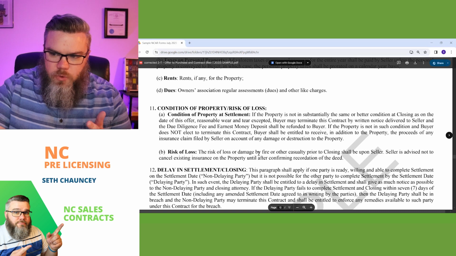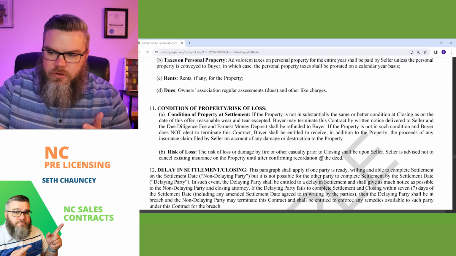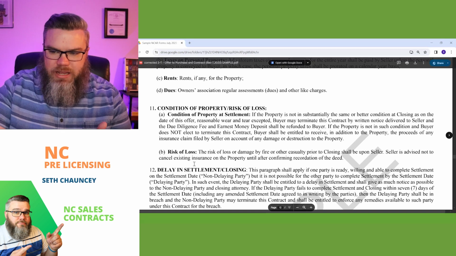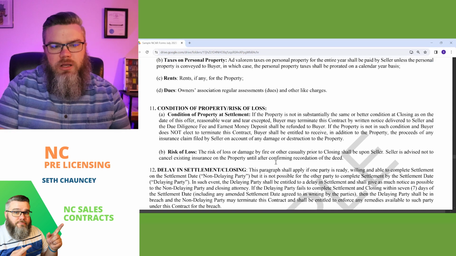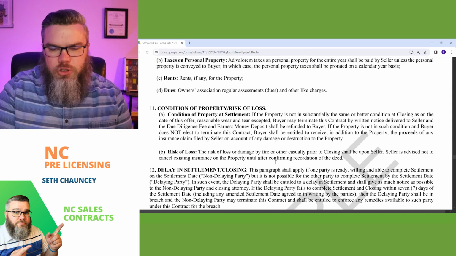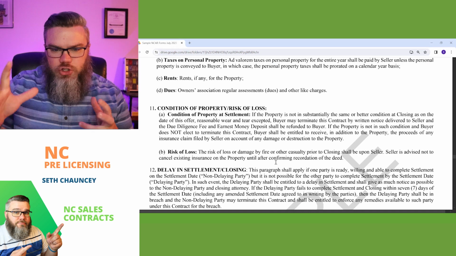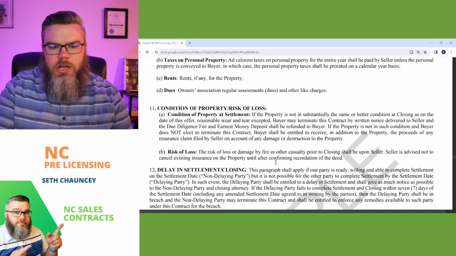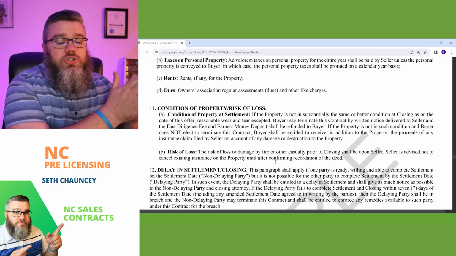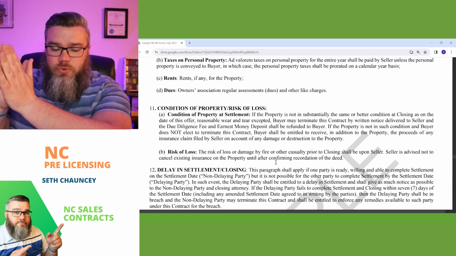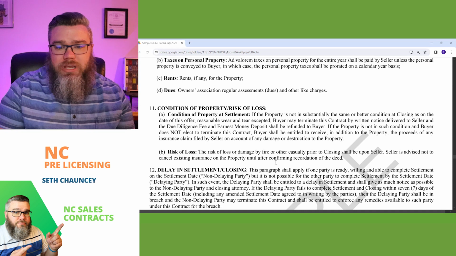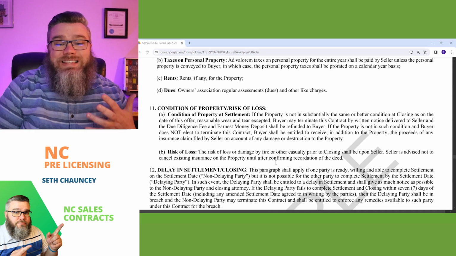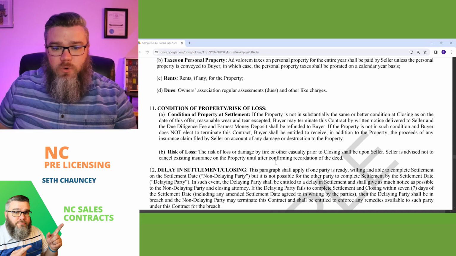The risk of loss or damage by fire or other casualty prior to closing shall be upon the seller. Seller is advised not to cancel existing insurance on the property until after confirming recordation of the deed. Folks, you will absolutely get very testable insurance questions in regard to this. So it is the seller's house up to and including the time that the deed is recorded. So if the house was to catch on fire on the day of closing, prior to the deed being recorded, it's the seller's insurance policy that has to pay for it.